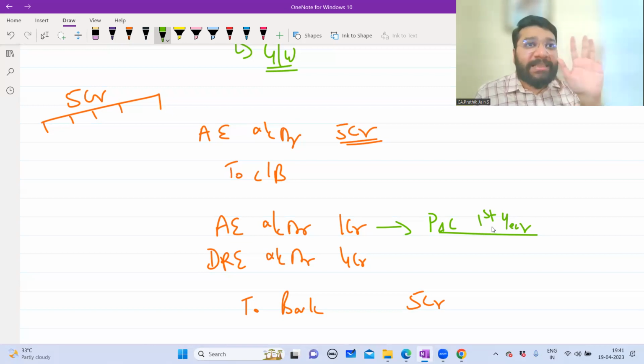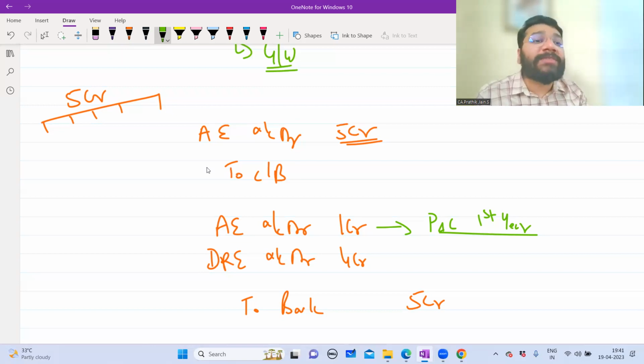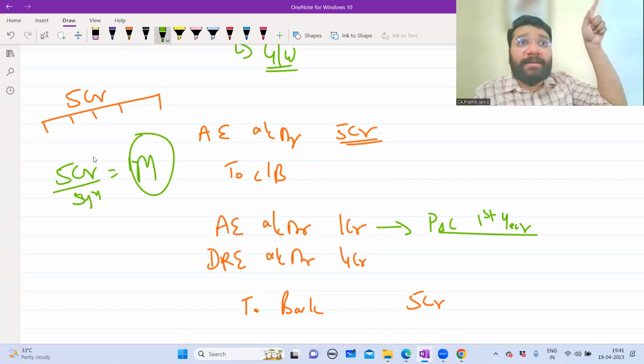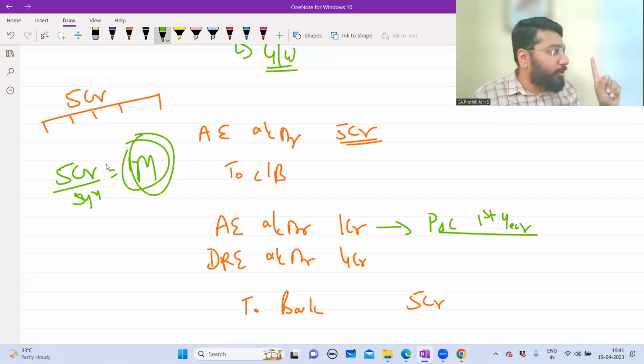If you buy an asset for 5 crore, and the life of the asset is 5 years, what do you do, my dear friends? Don't you do this? 5 crore is the total value of the asset. Divide by 5 years, you get 1 crore. This is the depreciation. Correct? Same way here also, this 1 crore is the advertisement expenditure.